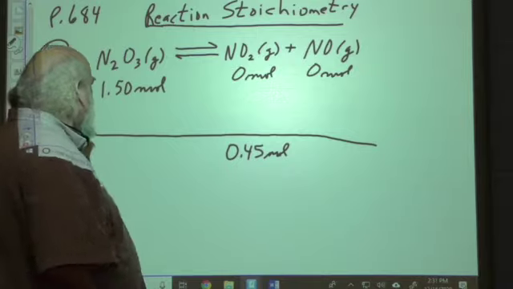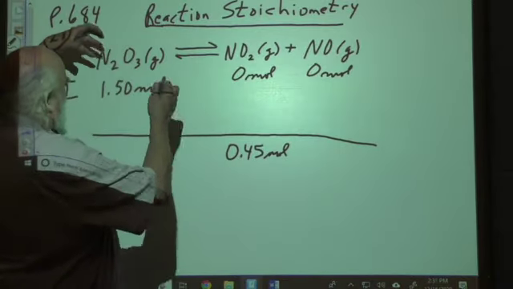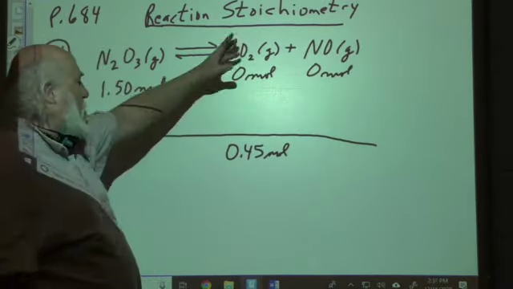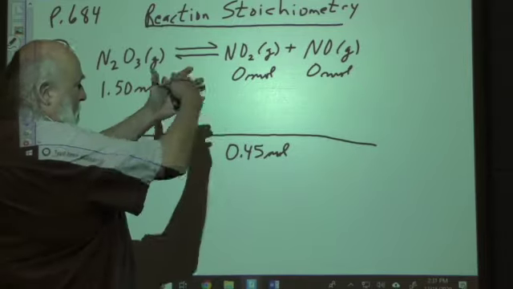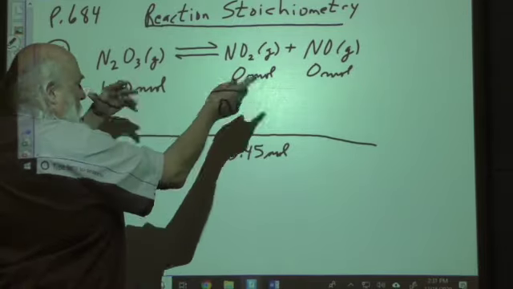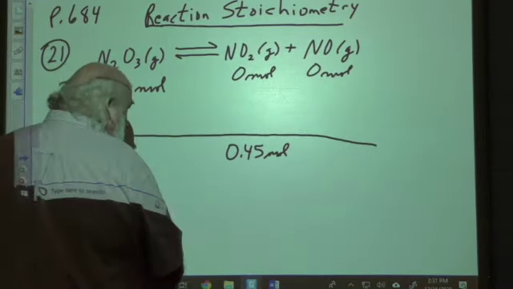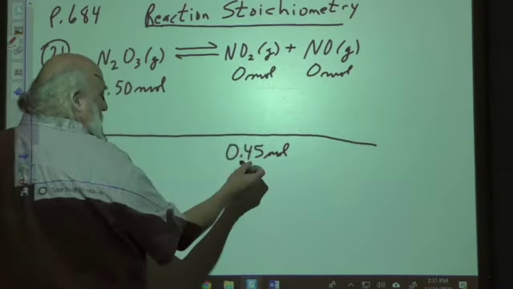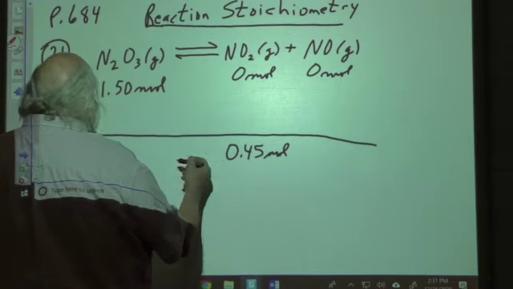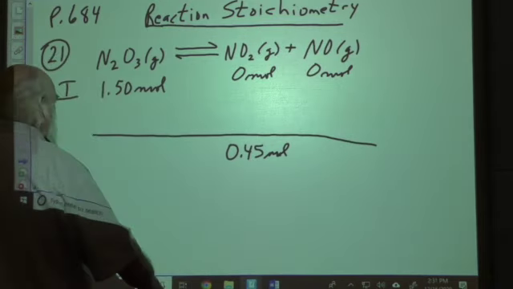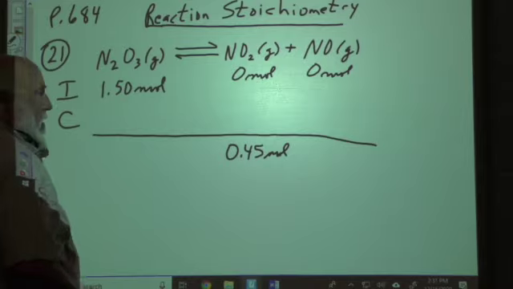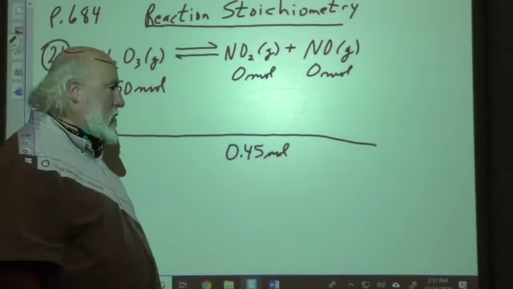Once they start bumping into each other, these N2O3s are going to collide with each other and break down and form these two products over here. And then they're going to collide and reform the N2O3. Like I said, it's a back and forth thing. But one thing we do notice here is that we start off with nothing here and we end up with 0.45 here. So we're going to look at something called the change in quantities between the reactants and the products.